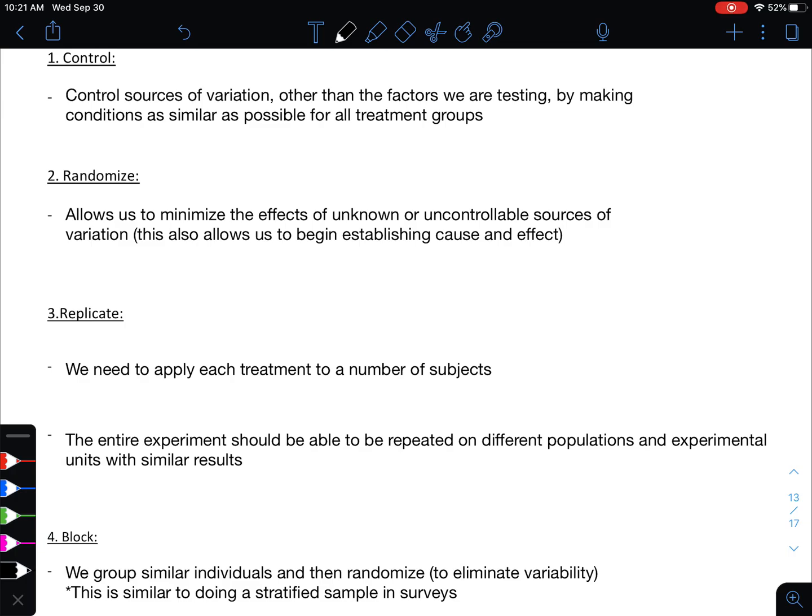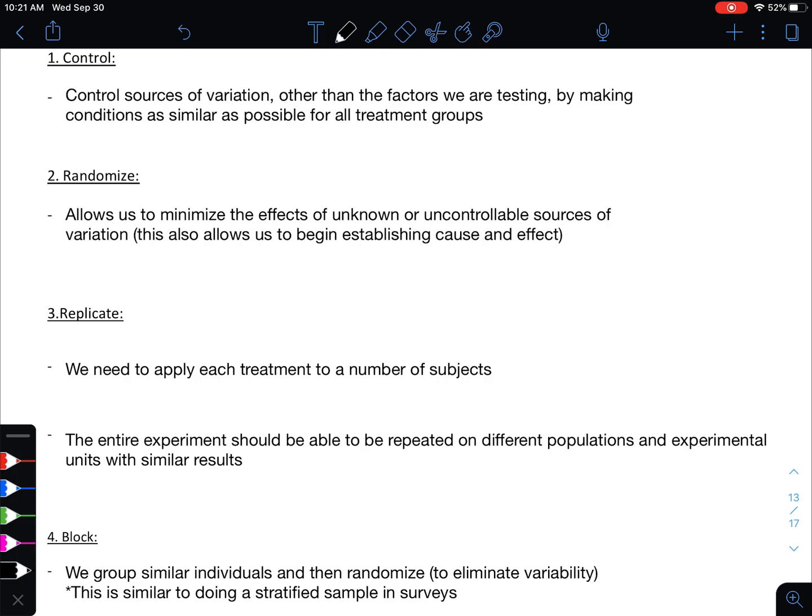The third principle of experimental design is replication, or to replicate. So when we replicate, we need to apply each treatment to a number of subjects. And so that was where, rather than just having a little bit of soil and like one seed, I had quite a few seeds in each group. And so we're applying it not just to one area of this ground and this grass, but applying it to a few different groups and a few different places of ground and grass.